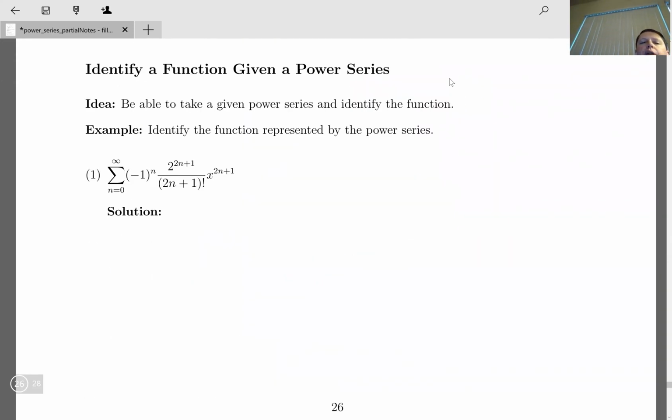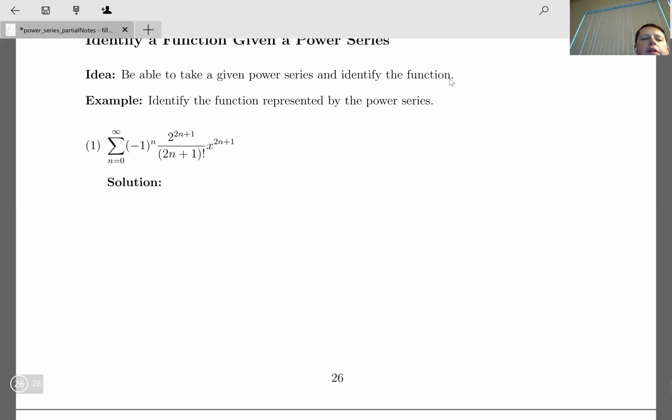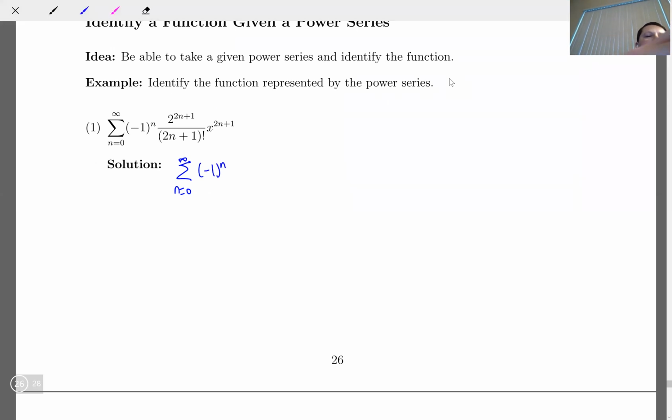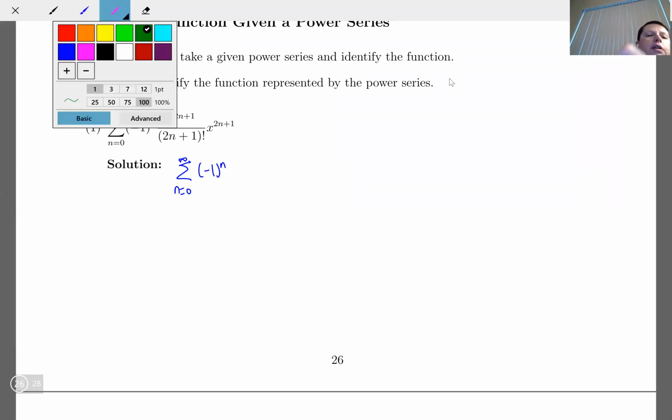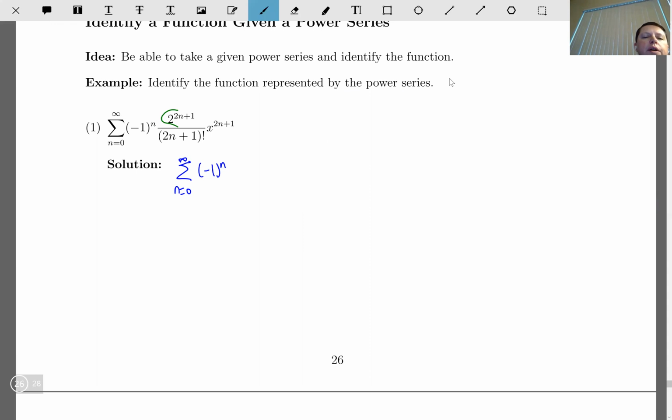All right, now let's do a fun problem where we're going to identify a function given a power series. And so obviously the idea is we're supposed to be able to look at this power series and figure out what it is. All right, so one thing that we can do, and this makes this problem a relatively easy example, is we notice that we can combine these guys and write them as one power. And so that's the first thing we're going to do.